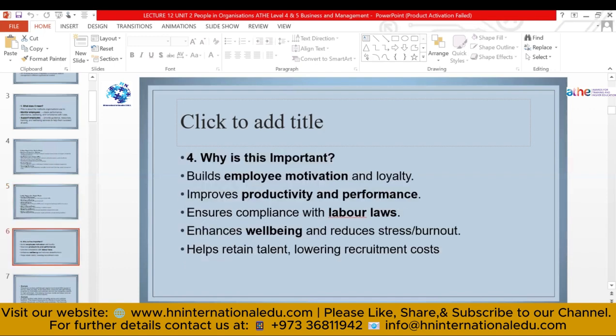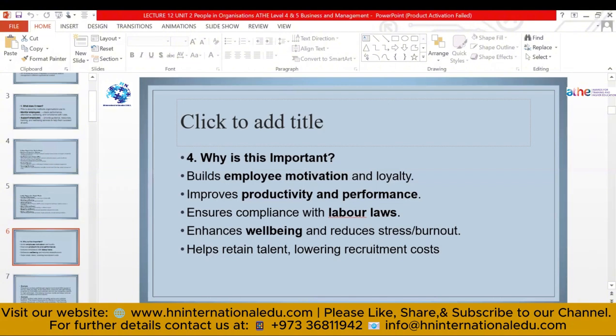Why is this important? Monitoring and supporting builds the employee motivation and loyalty, obviously. When you take care of their needs and wants, then definitely they are going to work harder day by day. It improves productivity and performance. The more you take care of them and give them relaxation from all the stress, they're going to work quite devotedly. It also ensures compliance with the labor laws. All the legislation must be met carefully.